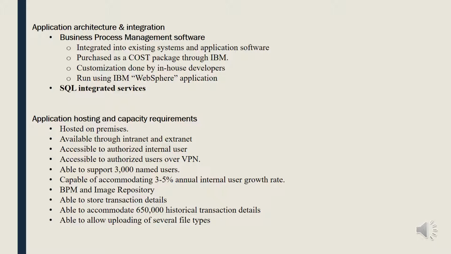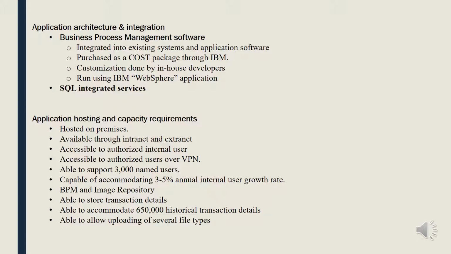The business process management software automates highly manual processes for US Bank and has been further developed to streamline the processes. The system is integrated into existing systems and application software currently being used at US Bank. The software was purchased as a cost package through IBM and customized in-house to help meet the different business needs and to further integrate the system. And the entire system is run using the IBM WebSphere application.